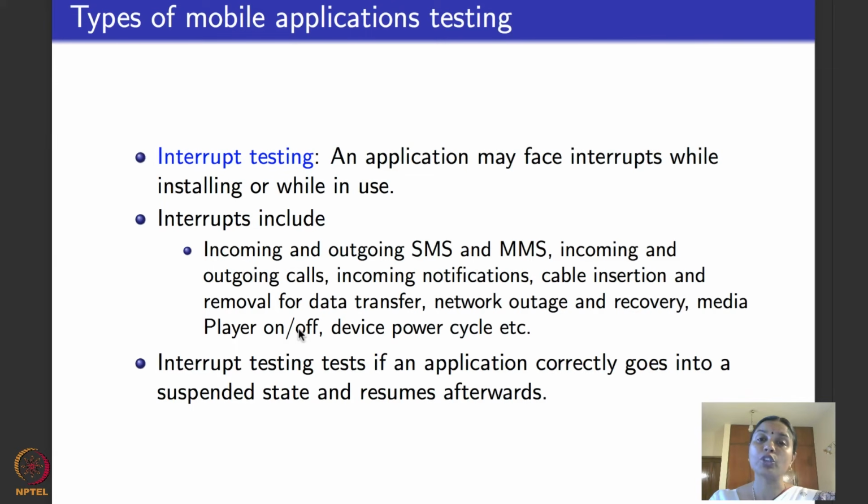You might decide to charge the phone while you're running a particular app. You might suddenly lose network. So many other different problems could be thought of as interrupts. So interrupt testing basically considers whether a mobile app works correctly even if interrupts come, and in the worst case it tests whether the mobile app correctly goes into suspend state and resumes afterwards.